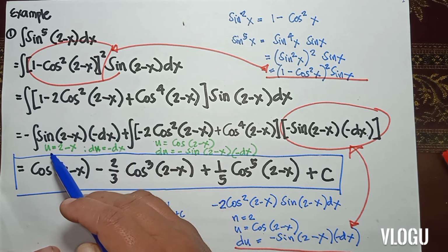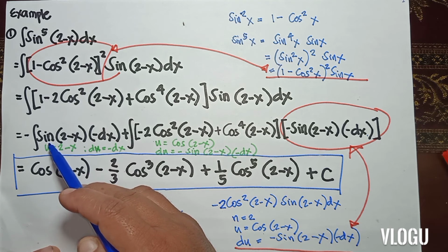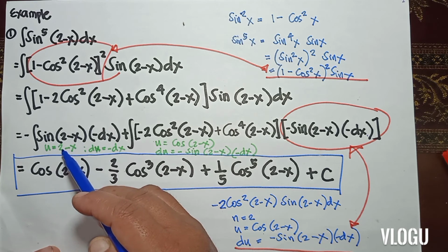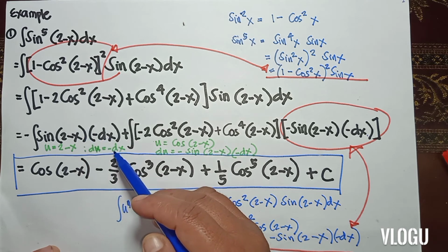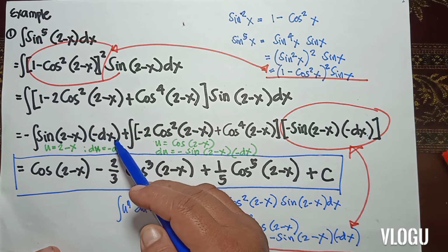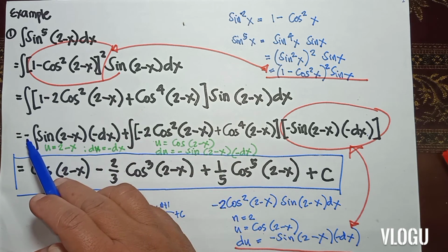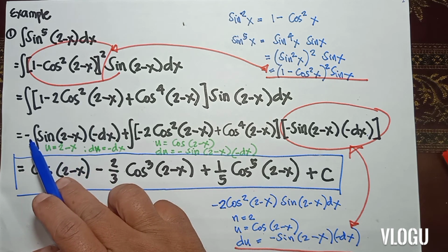Here, because you have only one trigonometric function, only sine, your u is 2 minus x. U is equal to 2 minus x. The derivative of 2 is 0, and the derivative of negative x is negative dx. So your du is negative dx, but your dx here is positive, so you put a negative outside. That's the reason you will have a negative here.